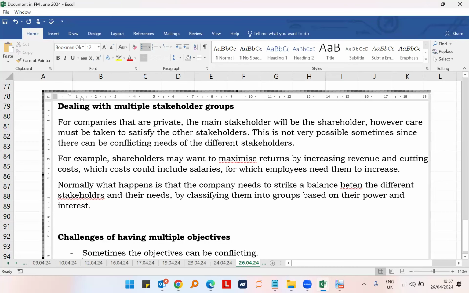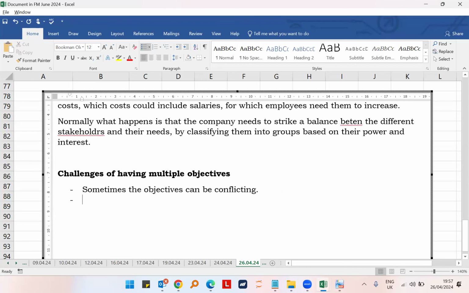Now, if they are conflicting, the question becomes, what do you choose? Which one do you deem to be more important than the other, and therefore subjugate the other in favor of the other one? So you may find it difficult to decide, right?